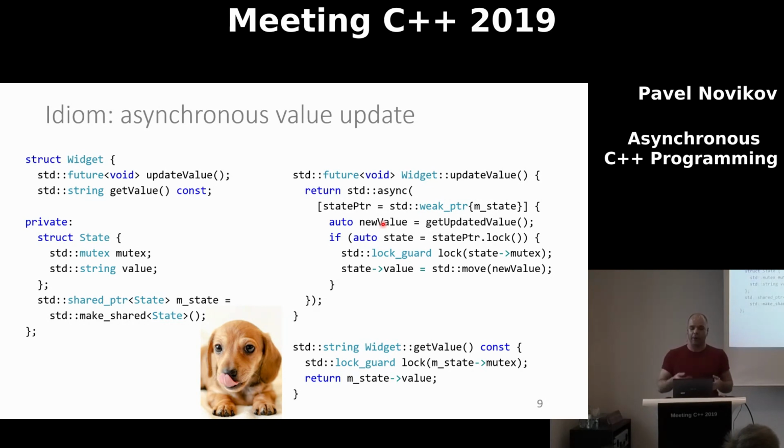And when the result is ready, we can ask if the state is still alive. If it's still alive, we can update our value under the lock, and if it's not alive, we can just return and do nothing.